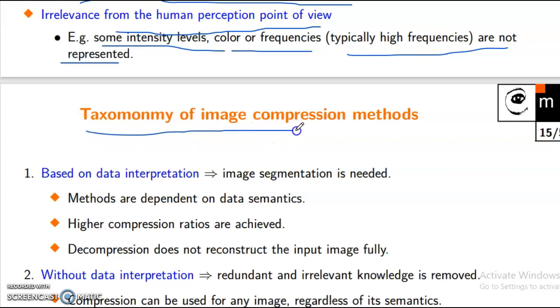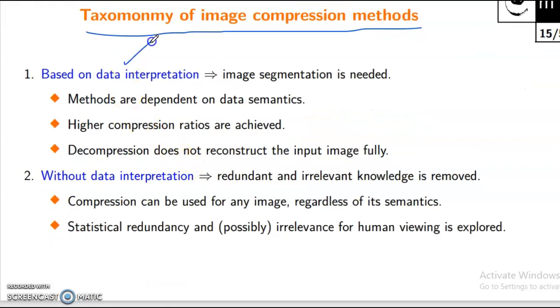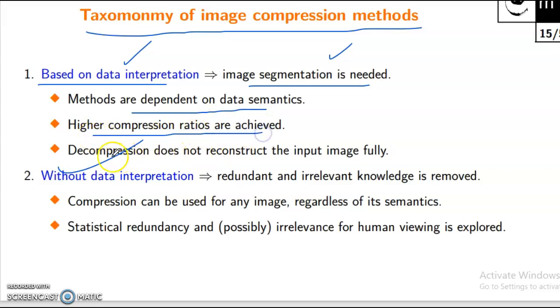Taxonomy of image compression methods. Based on data interpretation, image segmentation is needed. Methods are dependent on data semantics. Higher compression ratios are achieved. Decompression does not reconstruct the input image fully.